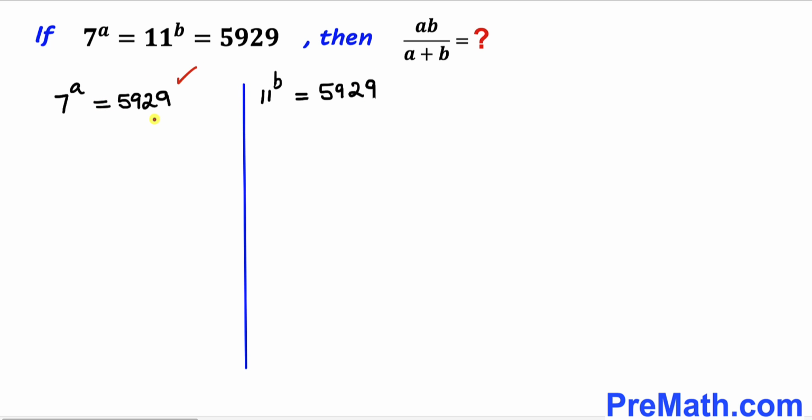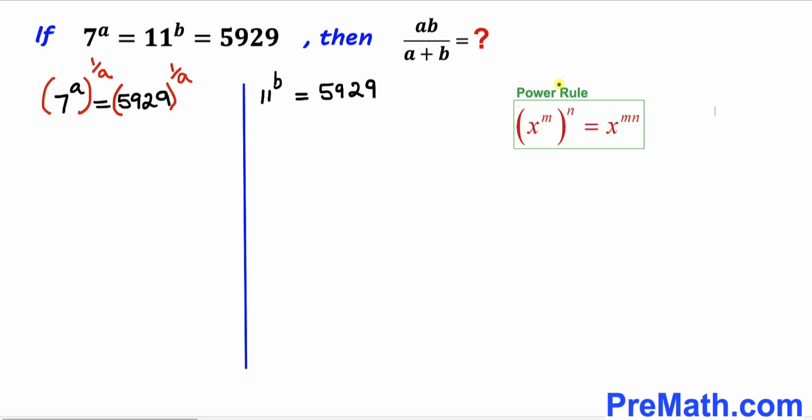7 power a equals 5929. I'm going to take a power of 1 divided by a on this side, and likewise on the right hand side as well. And now let's recall this power rule of exponents: x power m and then power n. In other words, when we have these nested exponents, we can write x power m times n, and we are going to apply this rule on the left hand side of this equation.